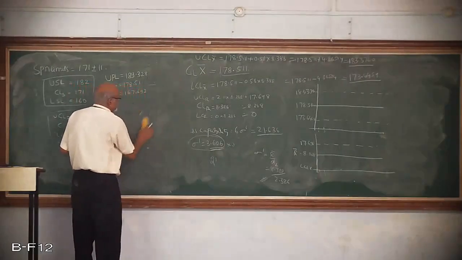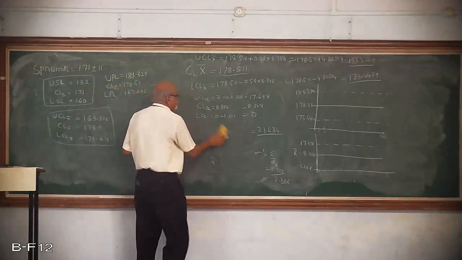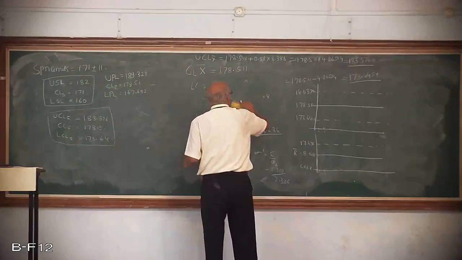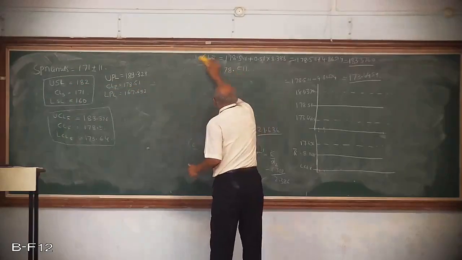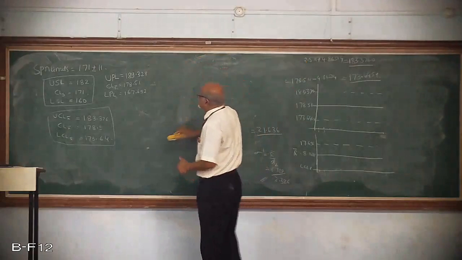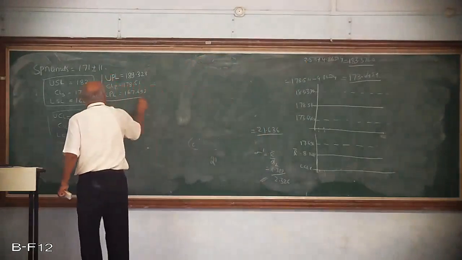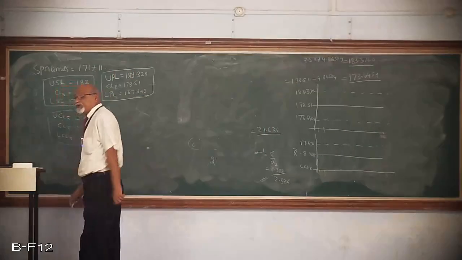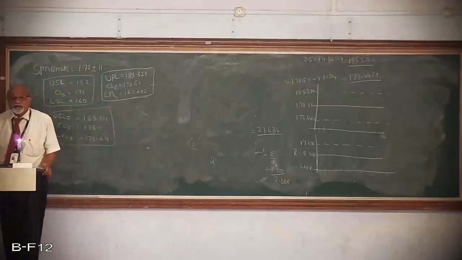Because the other things are not required for us, because R bar and other things are limited only to drawing the chart and other things. The real crux is here. These are the process limits. What is happening now? If you observe, what is happening?